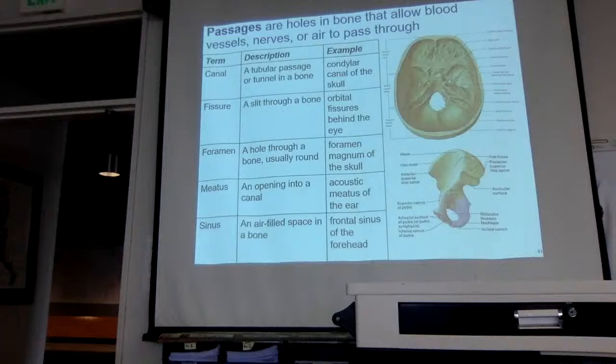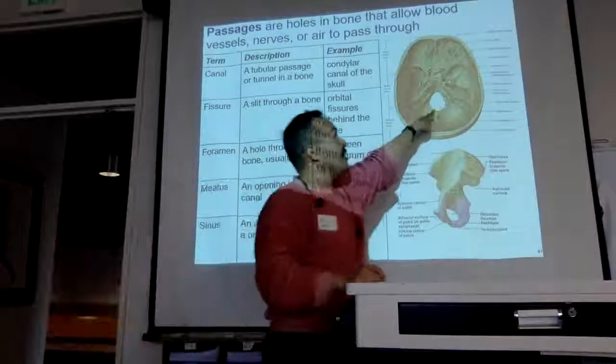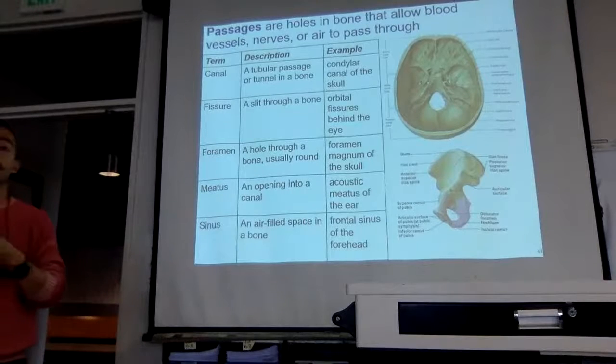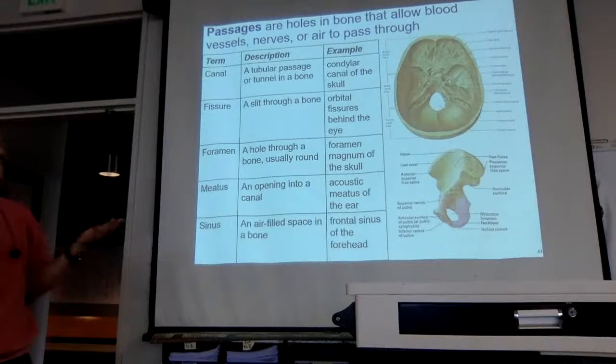All of these terms just mean hole or space. If you have a hole in a bone, it's to let something through. You have holes in the back of your eye sockets to let a nerve through. You have holes in the base of your skull to let the spinal cord through. Like that's a big hole in the base of your skull. That's to let your spinal cord through. Holes are to let nerves or blood vessels through. Typically nerves or blood vessels.